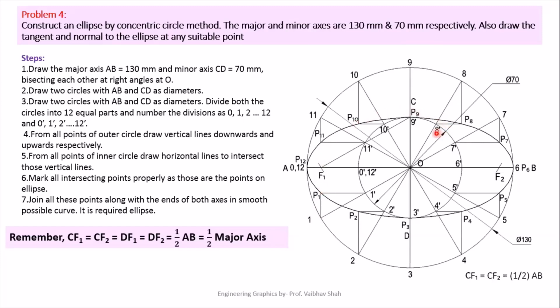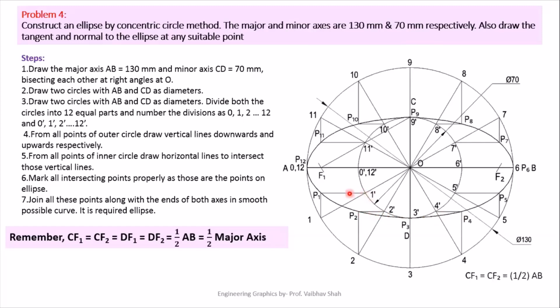Now, you will be drawing from your inside circle, or smaller diameter circle, or your minor circle, horizontal lines towards the outward direction of your circle. So, we will be drawing horizontal lines towards the outward direction of the smaller circle. Similarly, we will be drawing horizontal lines towards the outward direction of this circle, and likewise for the other points.